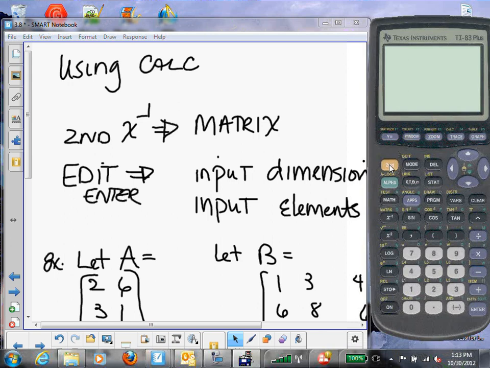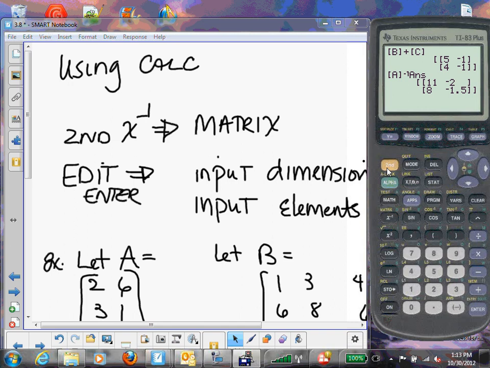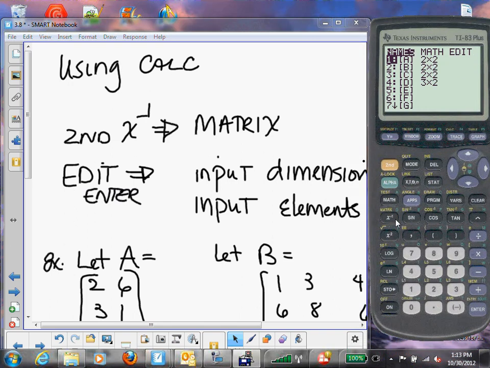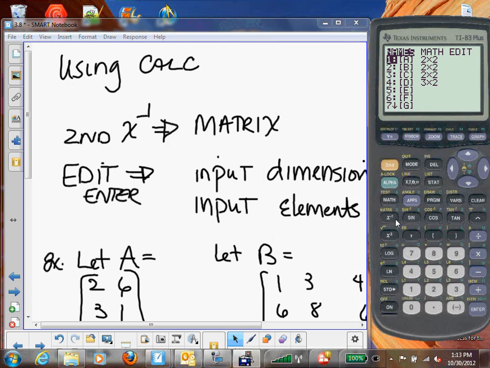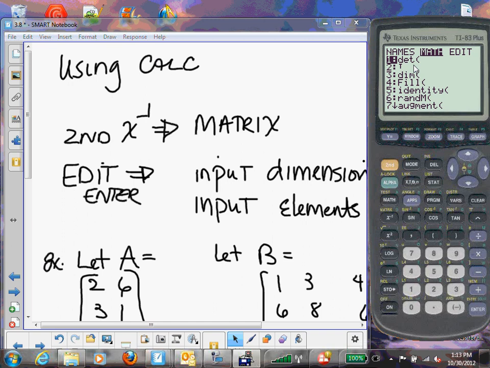So let's go ahead and hit second, x to the negative 1. And here's a menu that we get. We want to be able to put in a bunch of information, okay? So we have our names here. They are defined currently, but these can be defined differently. Under math, you can cursor over yourself and look. The one that you're going to want here is the determinant. That's where you're going to find your determinant information.